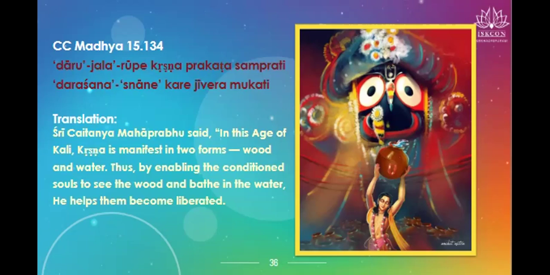And there is a water form of the Lord. Do you know what is the water form of the Lord? When the Lord becomes water, what is that water? Ksheer Sagar? No, Prabhuji, is it Ganga, Yamuna? Ganga. It's Ganga. That's right. So when the Lord takes the form of wood, he becomes Jagannath. When he takes the form of water, he becomes Ganga. Let's continue, the next one.